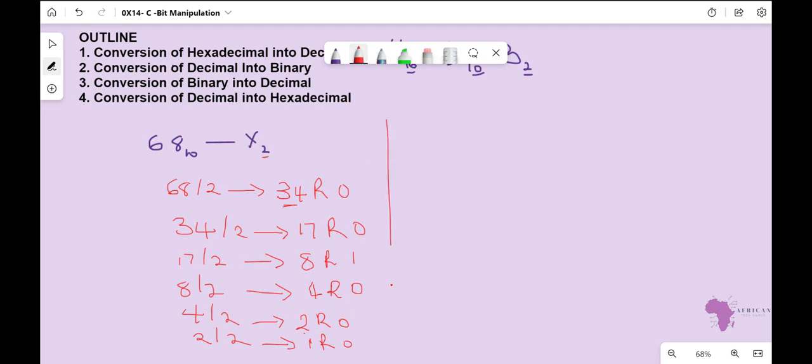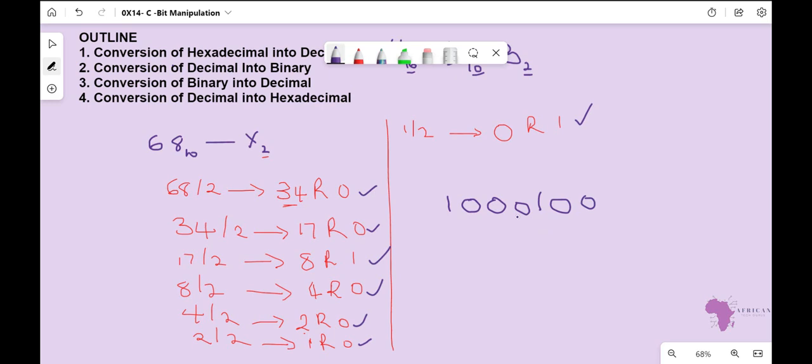We are not yet done, guys. Let's continue. We still have 1 here. So 1 divided by 2 will give us 0, remainder 1. So how can we create this one? We take it in reverse. We begin with this: we have 1, then we come to this, we say 0, this, 0, this, 0, this other one, 1, this other one, 0, and this last one is a 0.